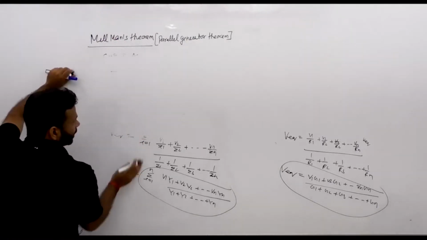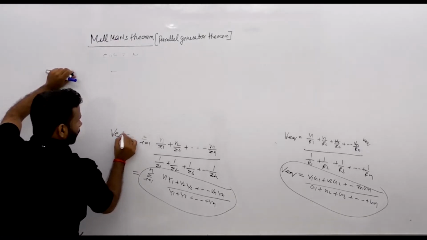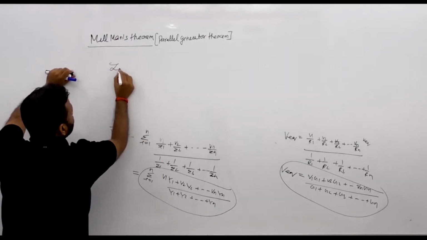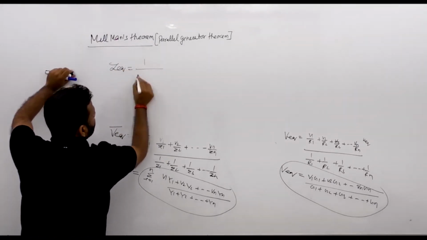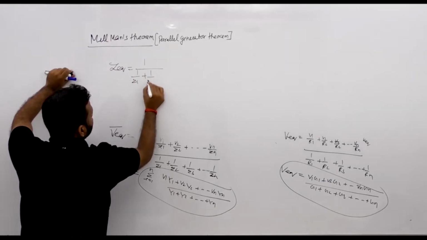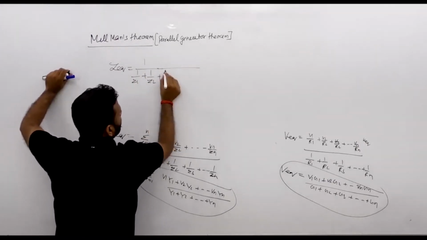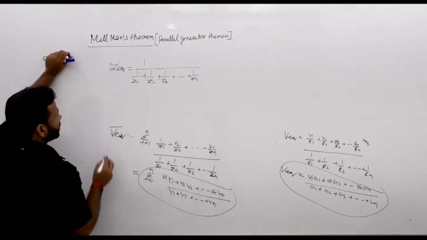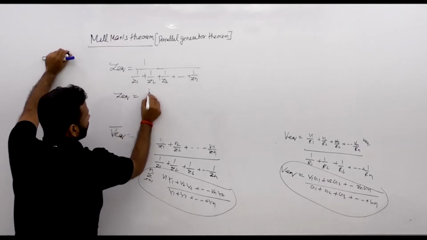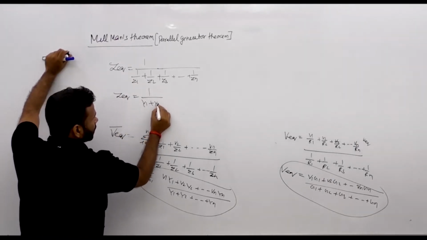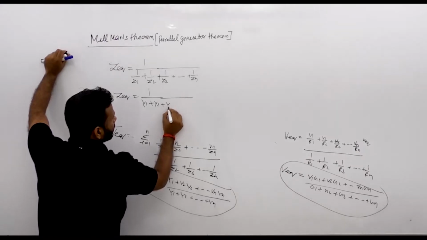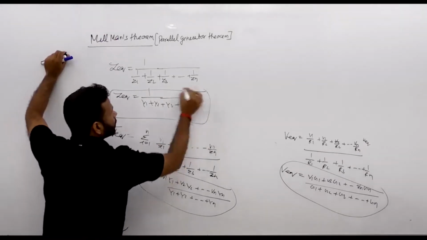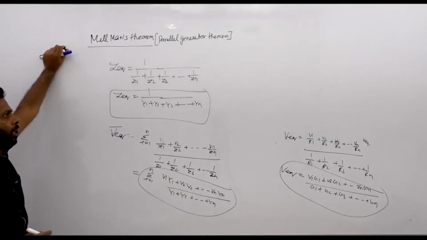Now for the Z equivalent for the AC, it is 1 upon Z1 plus 1 upon Z2 plus 1 upon Z3 plus 1 upon Zn. Now if you simplify this formula, then it is 1 upon Y1 plus Y2 plus Y3 plus dash plus Yn. So this is the formula for the equivalent impedance in case of AC.